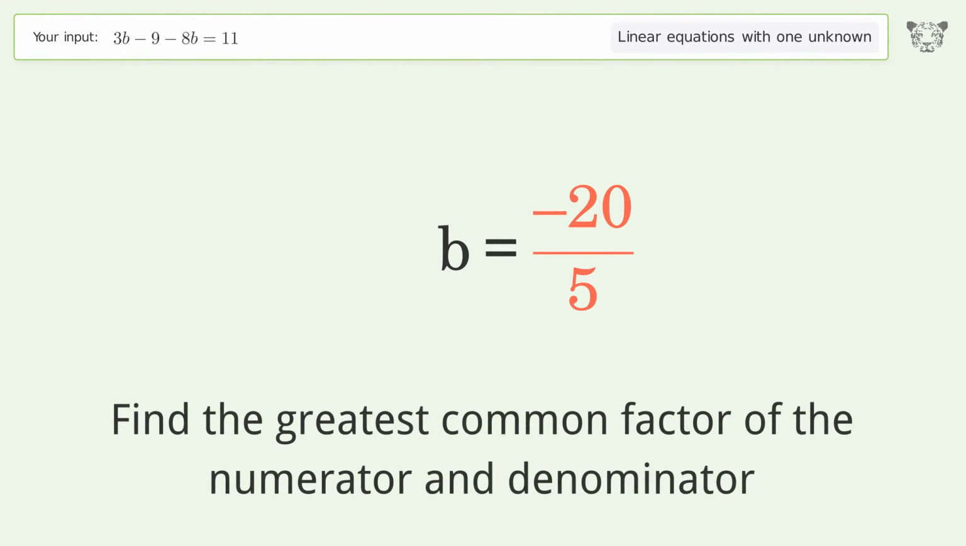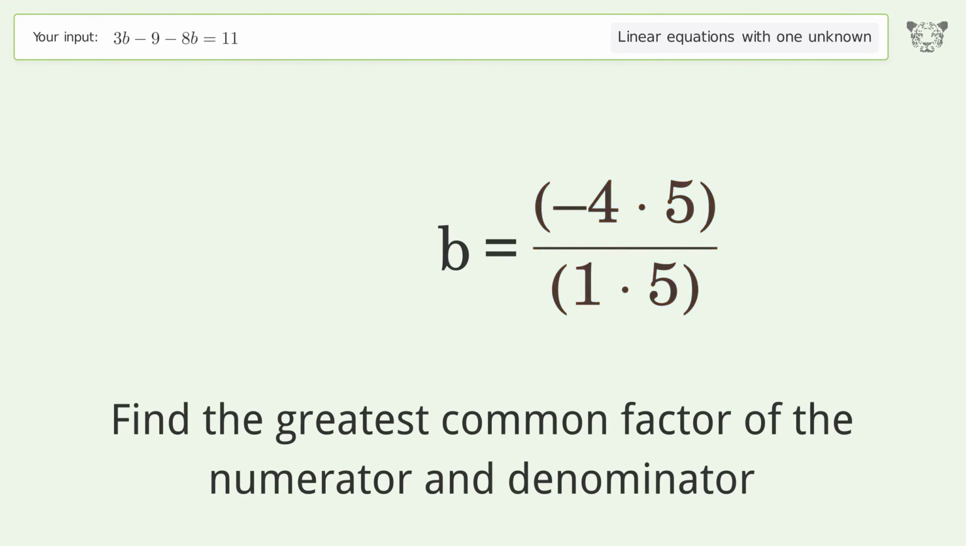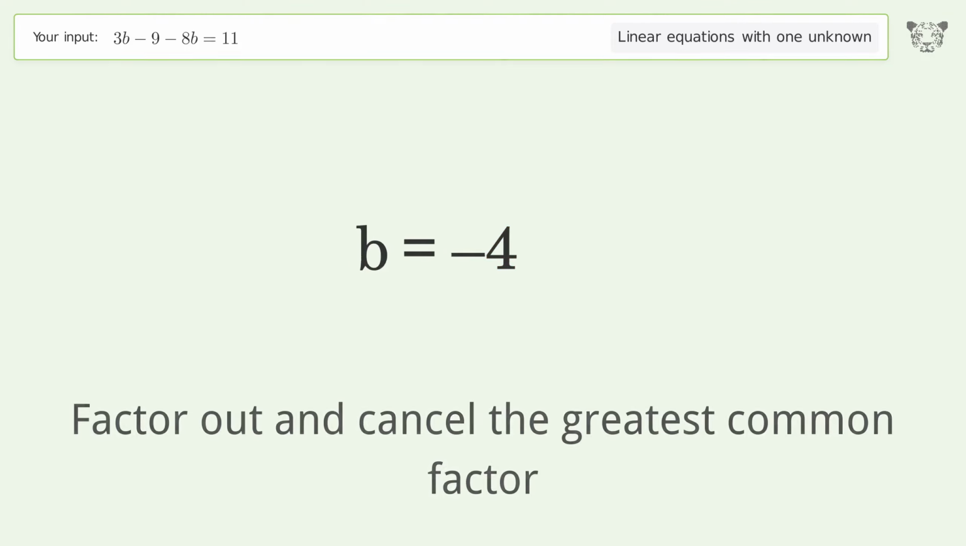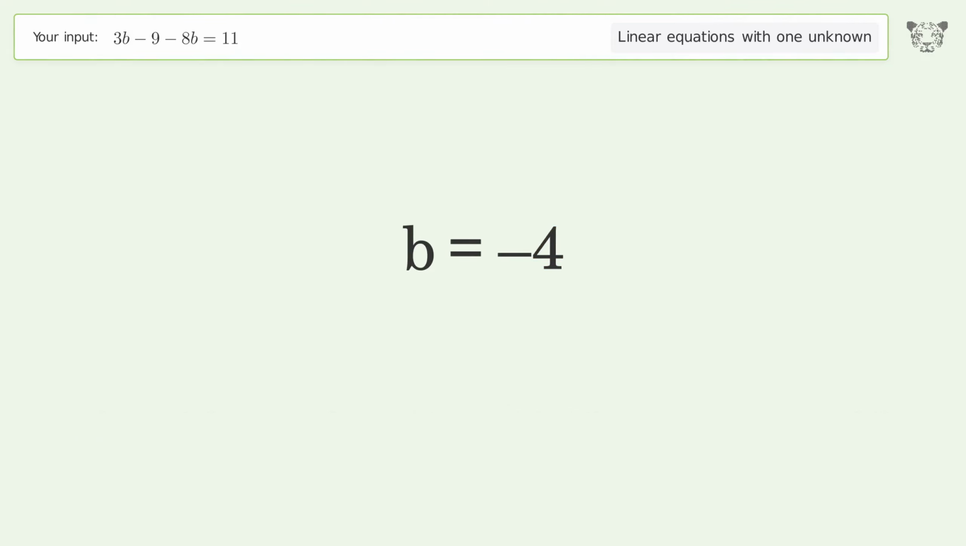Find the greatest common factor of the numerator and denominator. Factor out and cancel the greatest common factor. And so the final result is b equals -4.